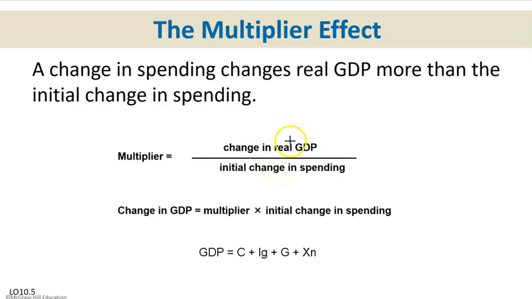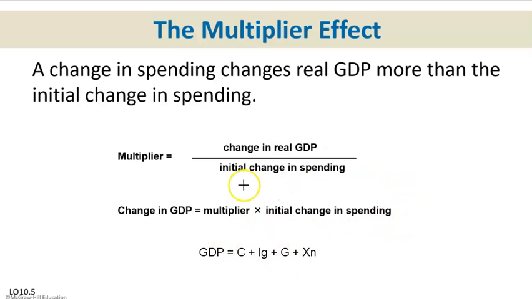So this top formula here will help you figure out what the multiplier is. If you're given the change in GDP and an initial change in spending, and it's not immediately obvious, a lot of times you can tell what it is just by looking at it, but you can use this formula if it's not obvious, and that will give you the multiplier. And we don't actually use this formula very often, but it just helps you to understand what the multiplier effect means and what that relationship is.